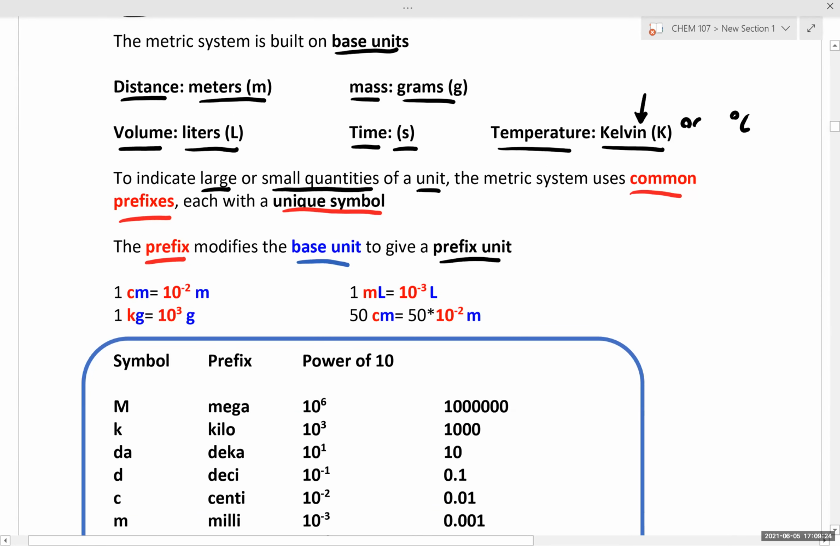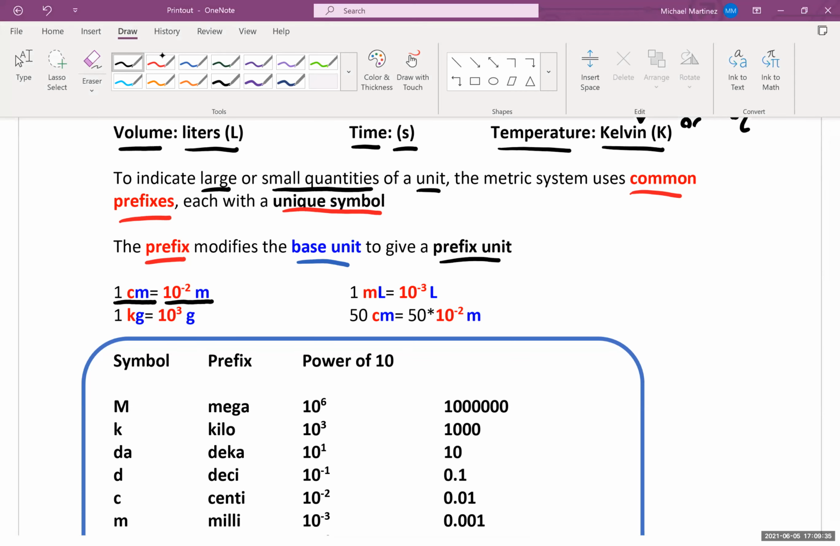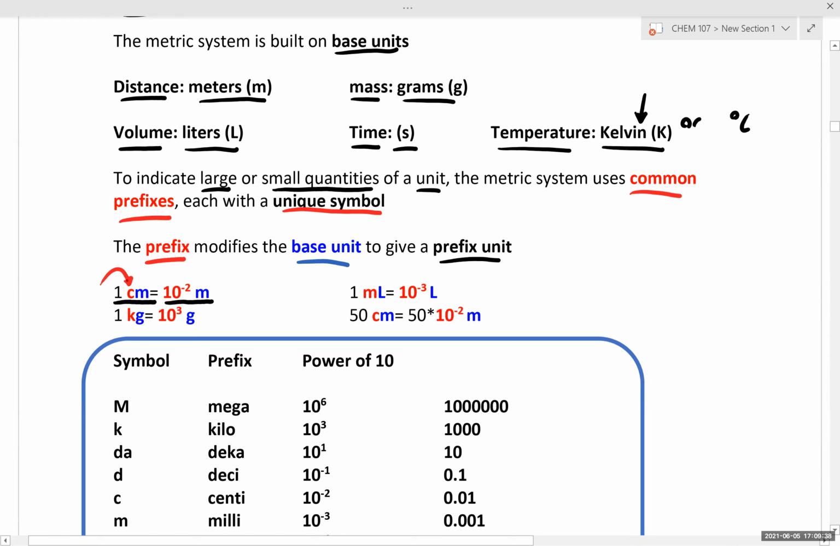So for example, a centimeter describes 10 to the negative second meters. In this case, as we can see, the prefix directly corresponds to a power of 10 quantity of our base unit. A kilogram is 1,000 grams. A milliliter is 10 to the negative third liters. Each prefix corresponds to a power of 10 quantity of our base unit.